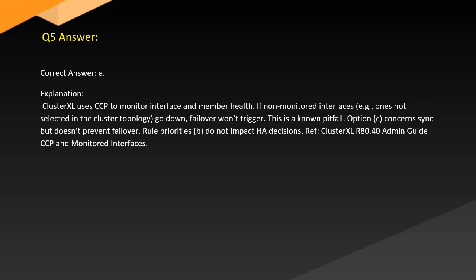Answer. Correct answer: A. Explanation. Clusters use CCP to monitor interface and member health. If non-monitored interfaces, for example ones not selected in the cluster topology, go down, failover won't trigger. This is a known pitfall. Option C concerns sync but doesn't prevent failover. Rule priorities (B) do not impact failover decisions. Ref: ClusterXL R80 admin guide, CCP and monitored interfaces.